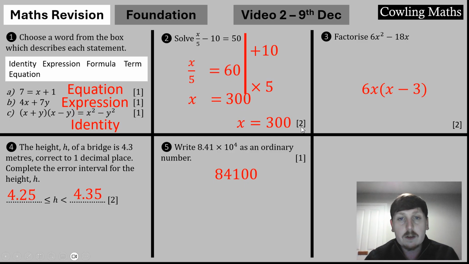That's a 2-mark question. So you get 1 mark if you've got x divided by 5 equals 60. And 2 marks if you get x equals 300, the full correct final answer.